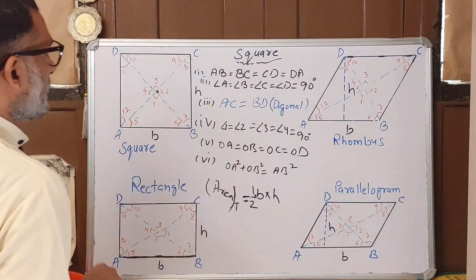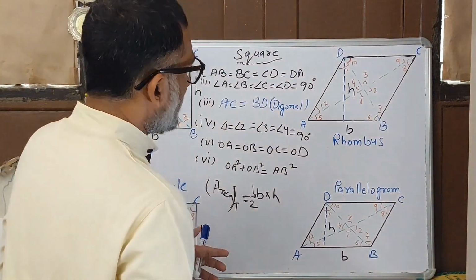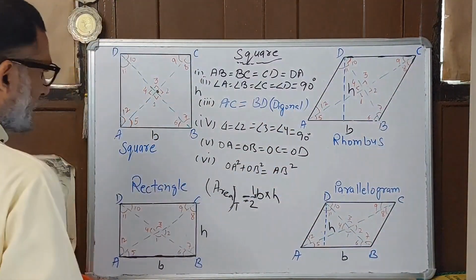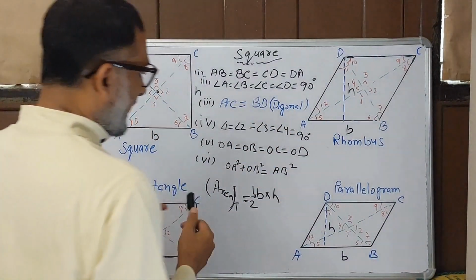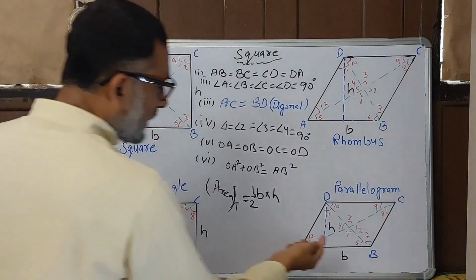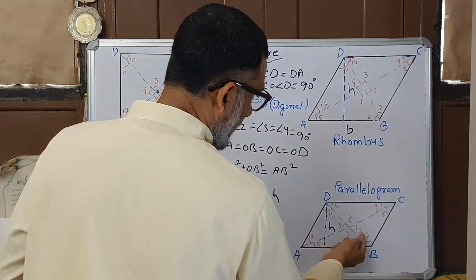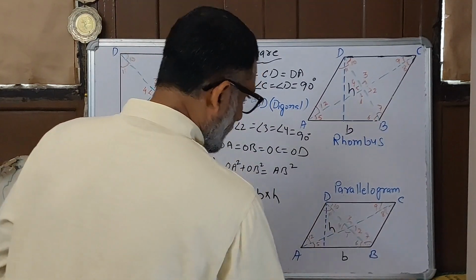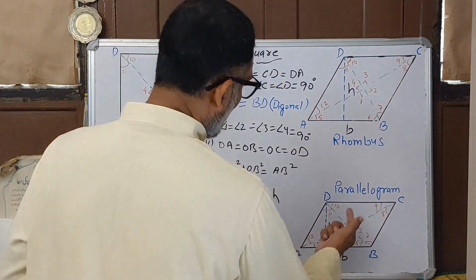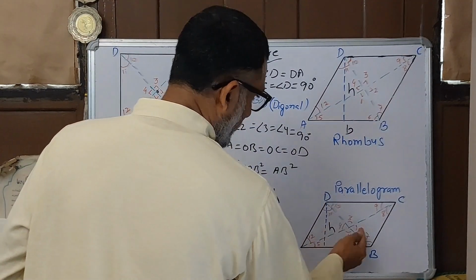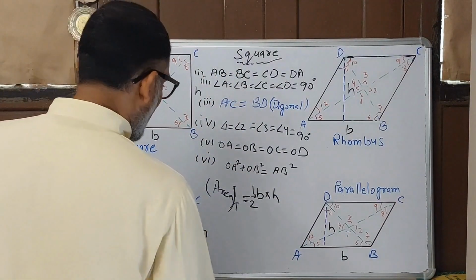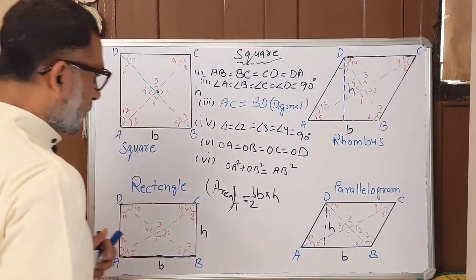But here in the square or rhombus, when the diagonals cut at 90 degrees, it is not easy to find the base and height. You can consider either one as the base, but it is not its height; the height you cannot find easily. Here it is also the same. So in this figure we cannot find the area by its diagonal directly.